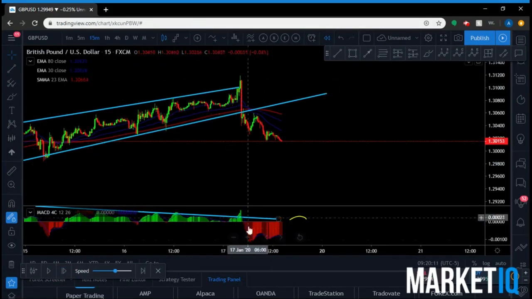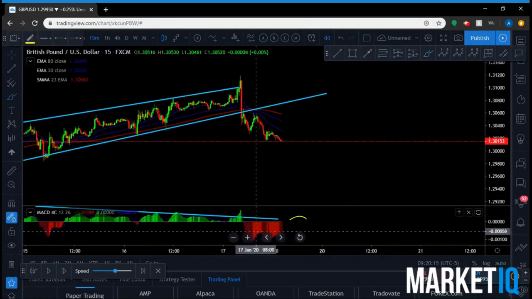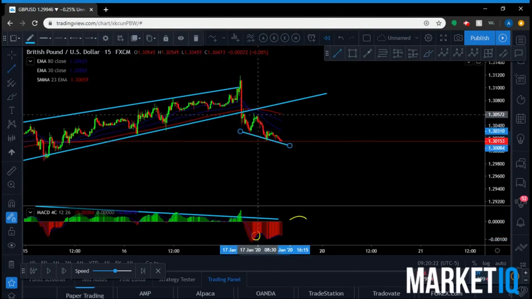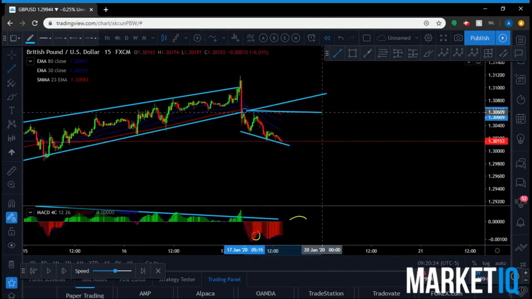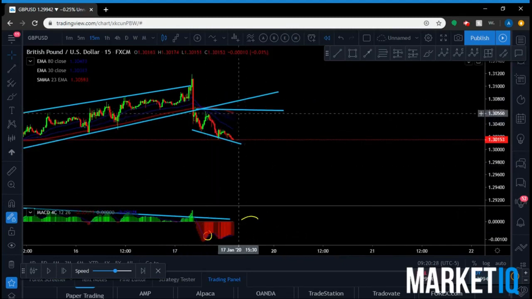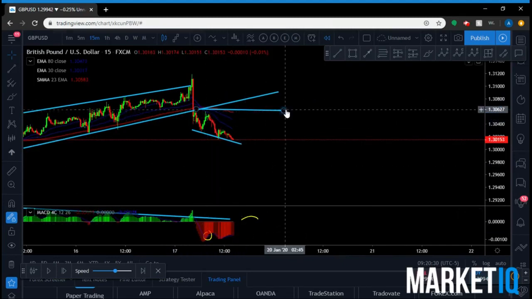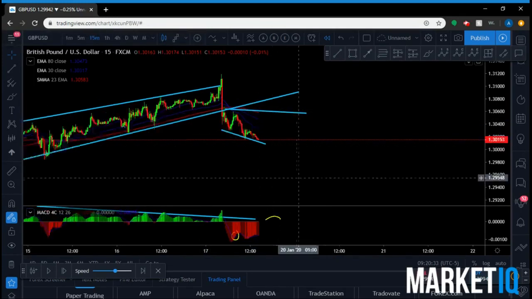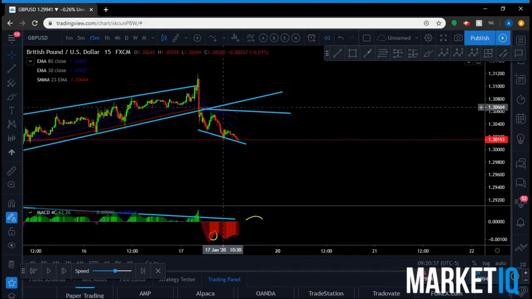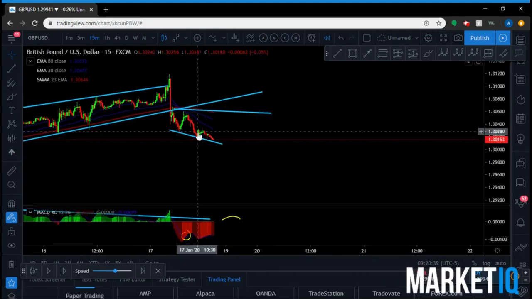Okay, so you had your impulse. And you had this cross right here, which means that the correction is underway. We can use the EMA to predict what kind of correction it might make. And it made a pretty small correction. You probably could have gotten in when it broke this bottom, but we'll see what price does.